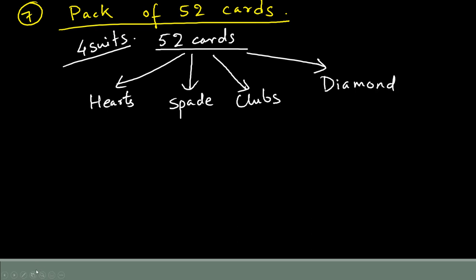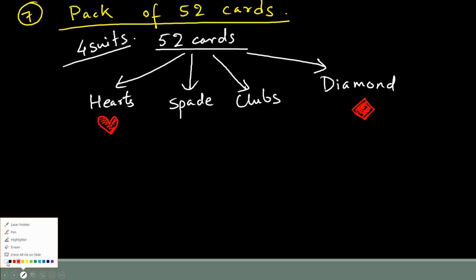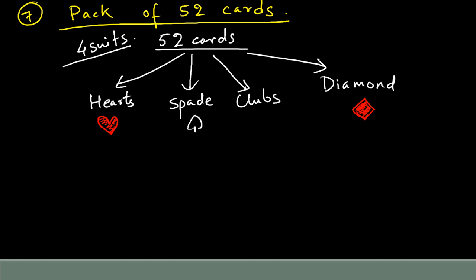So heart looks like this card. Diamond will look like this. All the cards under diamond will have this symbol basically. And spade and clubs, let me show it here with this pen only. Spade will look like this, and clubs will look like this.